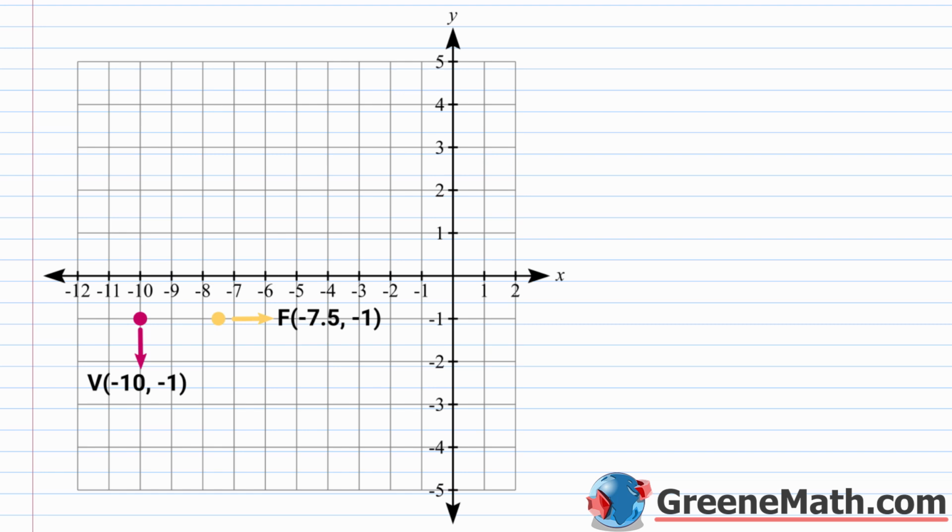You can do this on Desmos. I'll actually leave you a link for it. But essentially, this is your vertex. It occurs at -10, -1. So that's right there. This is your focus. It occurs at -7.5, or you could say -15 halves, -1.